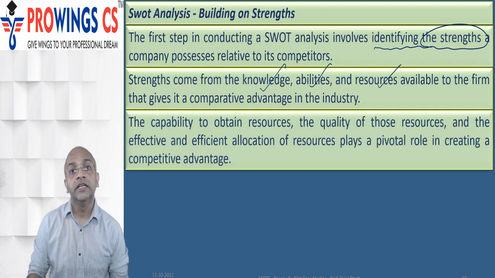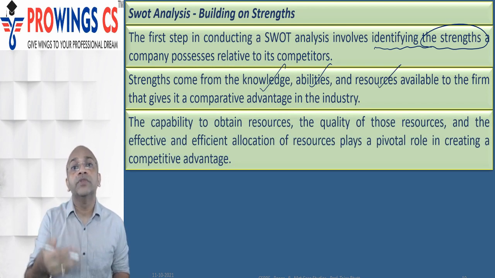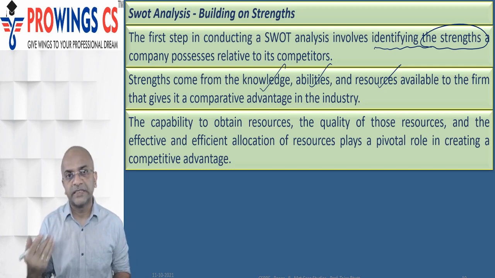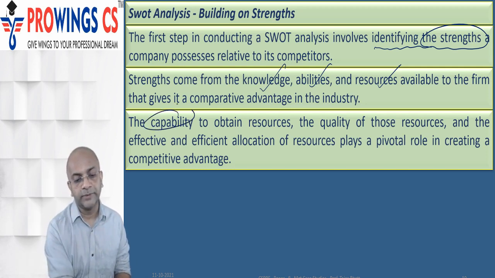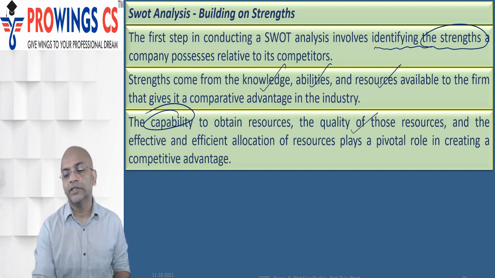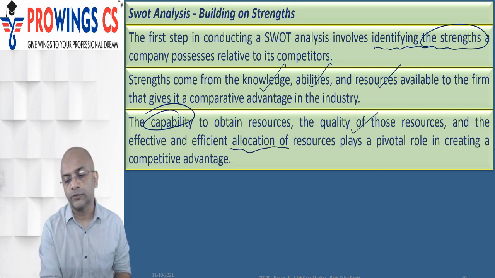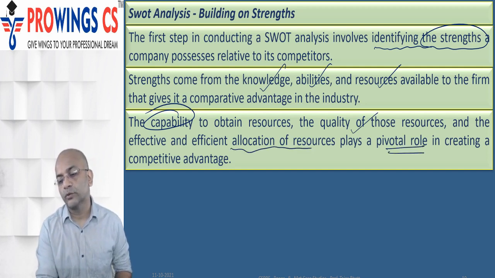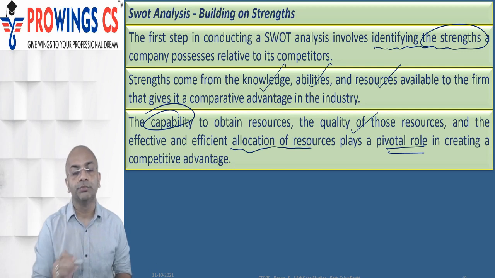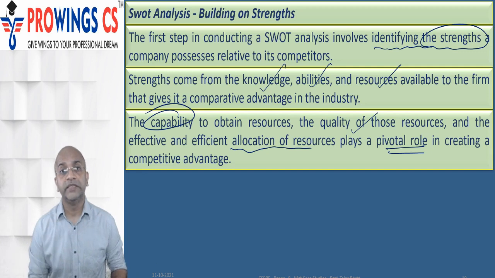Comparative advantage in the industry. In comparison to those industry competitors, how we are better than them. That is considered my strength. The word capability is the best suited here. The capability to obtain resources, the quality of those resources, and the effective and efficient allocation of resources plays a pivotal role in creating a competitive advantage. In creating what? A competitive advantage.